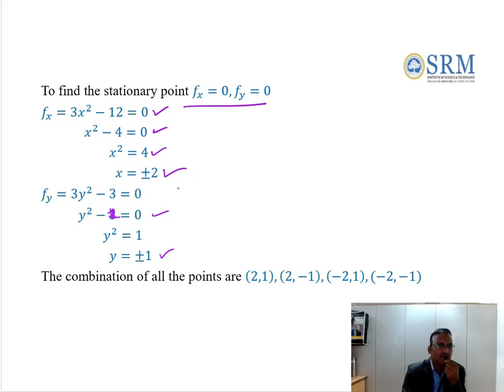And then what is the combination? Let us first take x equal to 2 and y equal to plus 1, and second one x equal to 2 and y equal to minus 1, right? And we have x equal to negative 2, and we have two values for y. So minus 2 comma 1, and then the fourth point is minus 2 comma minus 1. These are the stationary points, and we have to calculate rt minus s square at all these 4 points, and we have to check whether the function attains the maximum at some point and the minimum at some point or not, right?